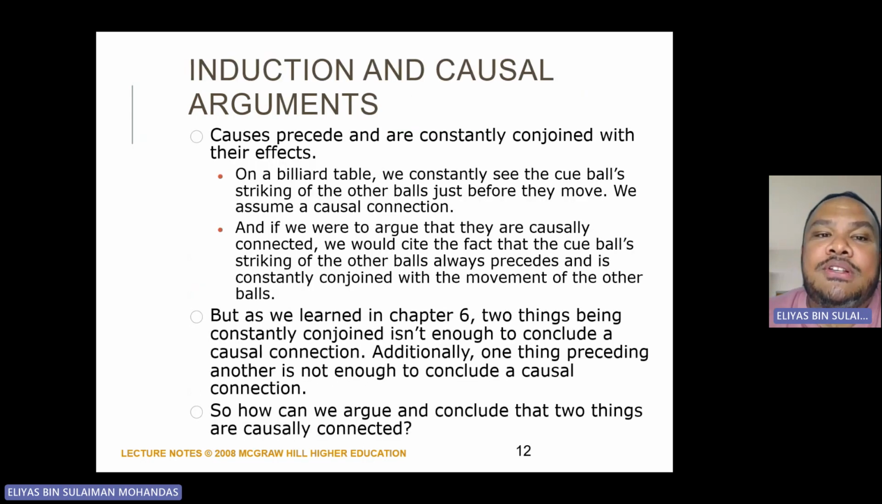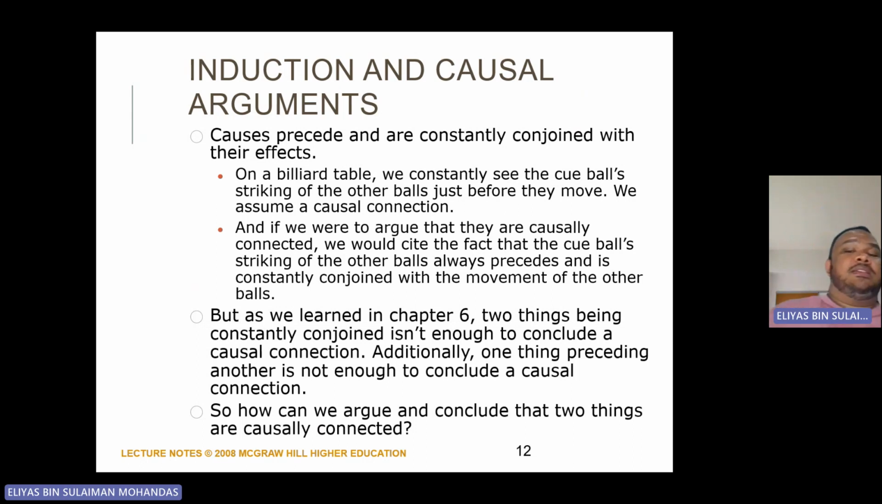Now, induction and causal arguments. Causes precede and are constantly conjoined with their effects. For example, on a billiard table, we constantly see the cue balls striking off the other balls just before they move. So we assume a causal connection. And if we were to argue that they are causally connected, we would cite the fact that the cue ball striking the other balls always precedes and is constantly conjoined with the movement of the other balls.